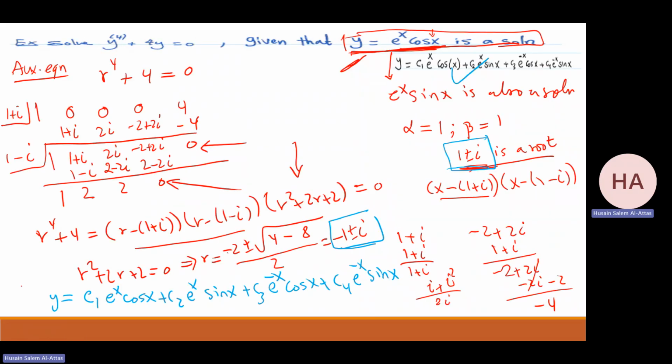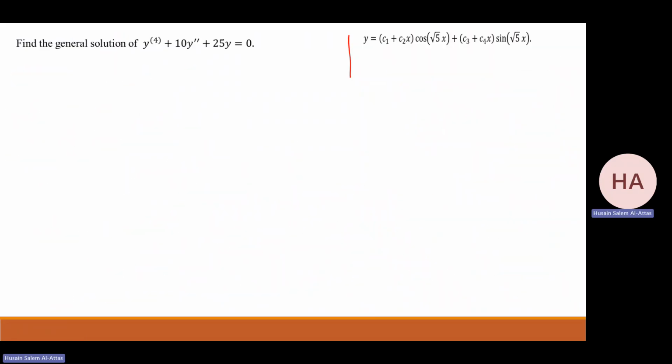We'll finish this one. So let me do more problems. Find the general solution. So we'll go first to the auxiliary equation. And that will be what? R to the power 4 plus 10R squared plus 25 equals 0. And this one, if I notice, I can do it right away.